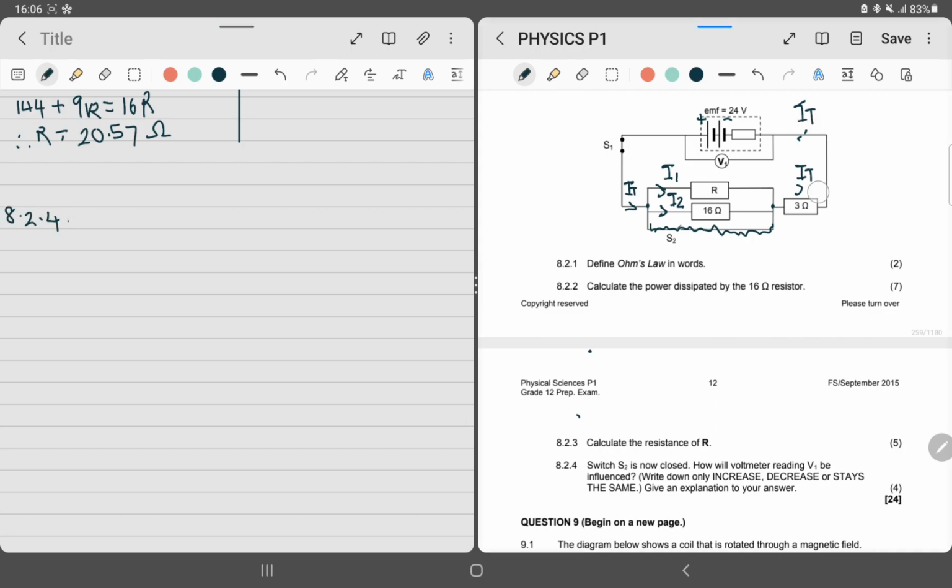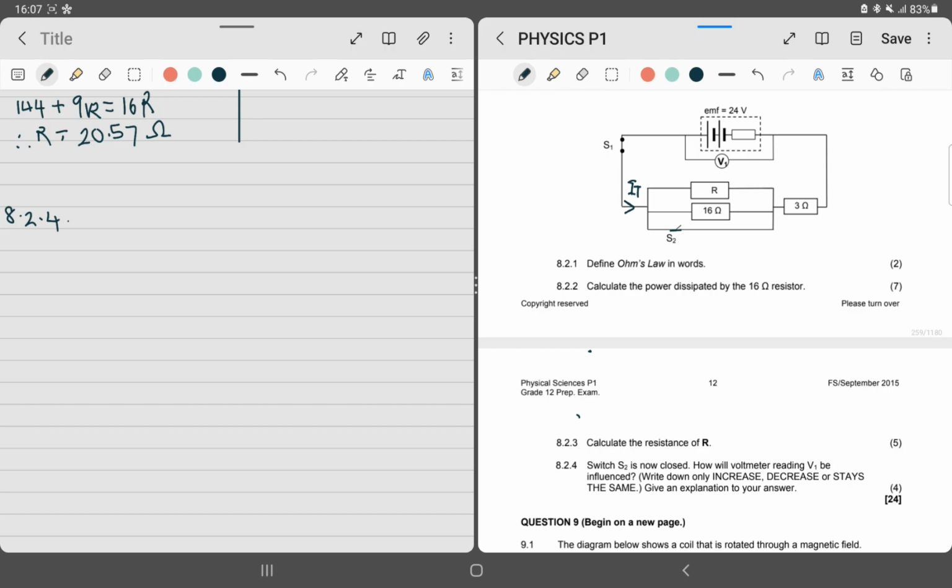8.2.4. Switch S2 is now closed. We are closing off switch S2. Remember, the total current is coming in this direction. How will the voltmeter reading V1 be influenced? Write down only increase, decrease, or stay the same. Give an explanation to your answer.